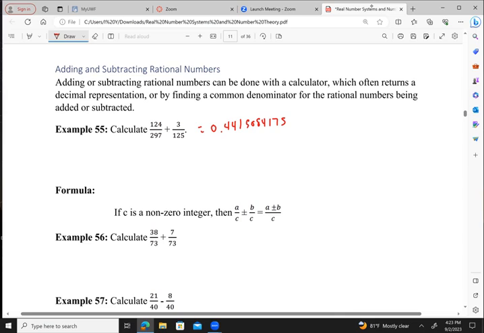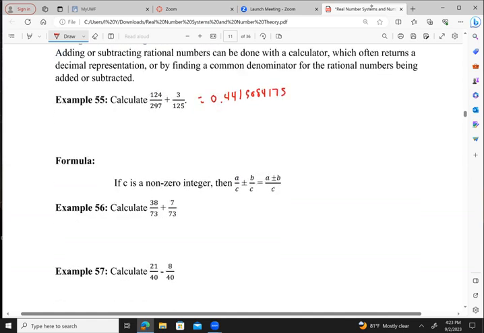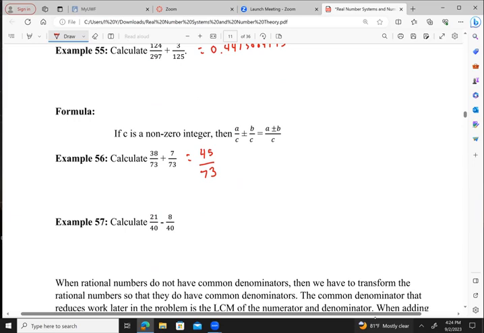So that brings us to our formula for adding rational numbers. If C is a non-zero integer, then A divided by C, plus or minus B divided by C, is simply A plus or minus B over C. So if we have a common denominator, we just add the numerators. So 38 over 73 plus 7 over 73 is simply 45 over 73. 21 over 40 minus 8 over 40 is 21 minus 8 over 40.